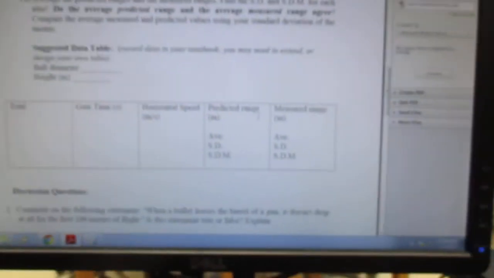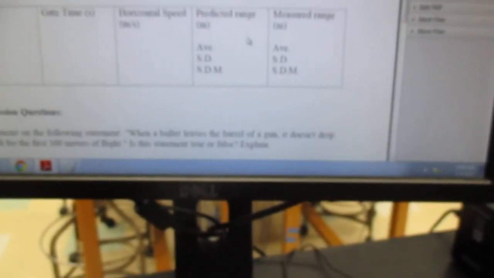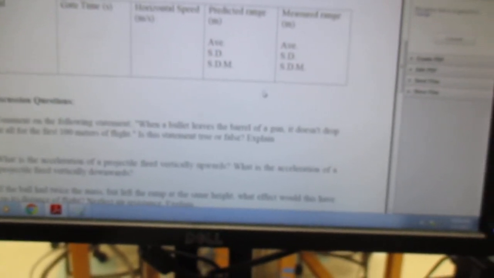Once we collect all of our trials, you're going to calculate your speed and predicted range. And then you're going to calculate your average, standard deviation, and standard deviation of the mean for both predicted range and measured range. Okay?